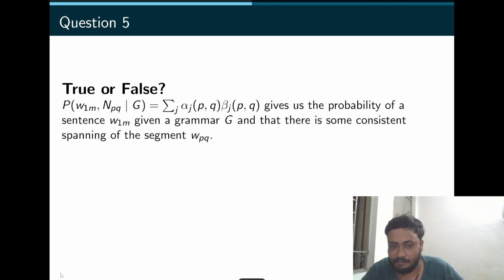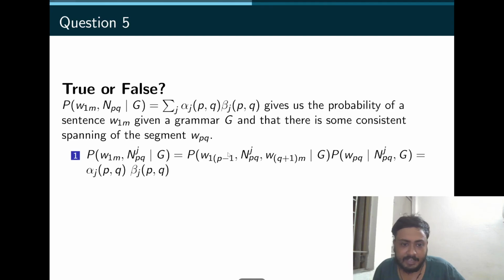I'll go directly into the solution. As we know, this is the formula for inside-outside probability multiplication. Let's consider any one particular non-terminal Nj which spans from p to q. Then we first take the probability of the words from 1 to p minus 1 and from q plus 1 to m, and in between, from p to q, we take Nj times the probability of generating the words p to q from this Nj, which is basically alpha j and beta j. So what are these j's?